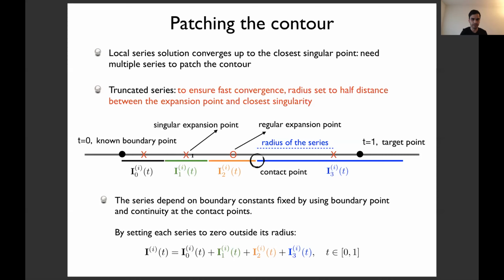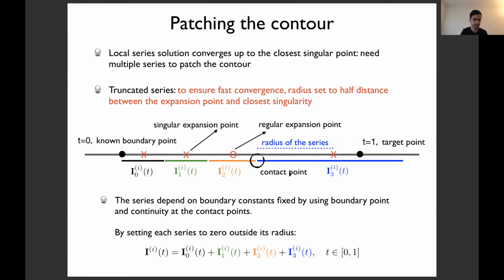We first expand around the singular points, but then since in general these singularities are not equally spaced, there will possibly be some uncovered segments of the contour. So what we do is just expand also around regular points in such a way that we cover the entire range.